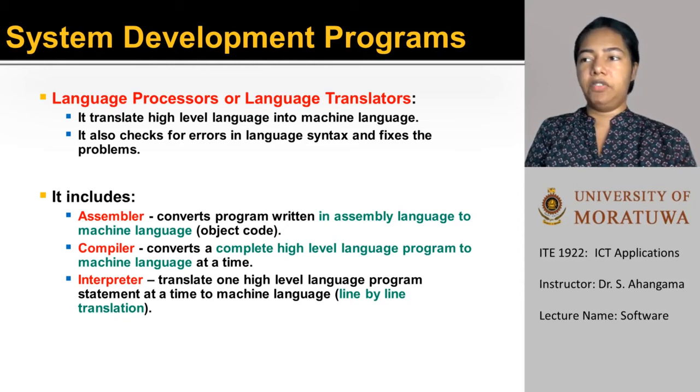An assembler converts a program written in assembly language to machine language or object code. Then a compiler converts a complete high-level language program to machine language or a lower-level language at a time. An interpreter converts one high-level language program statement at a time to machine language or to a lower-level language. It is a line-by-line translation. For example, we can consider Python and PHP programs.